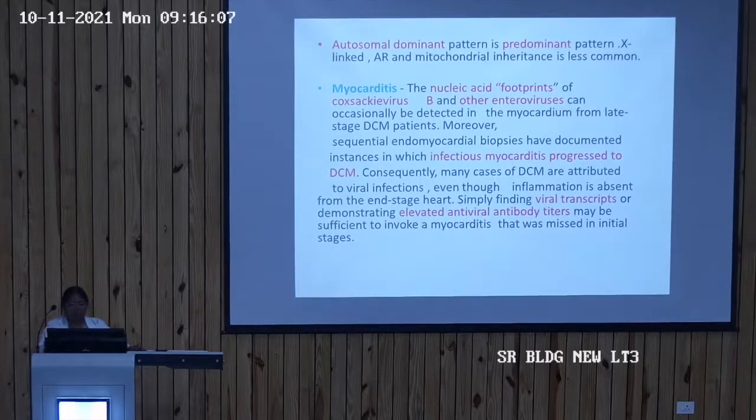So there may be viral transcripts or elevated antiviral antibodies. So we can detect either by the biopsy and secondly by the antiviral antibodies in the blood, which says that it is due to post-myocarditis. So first is genetic, second is post-viral myocarditis.